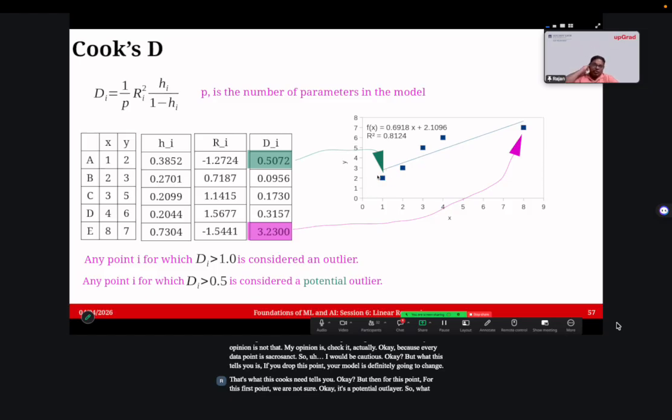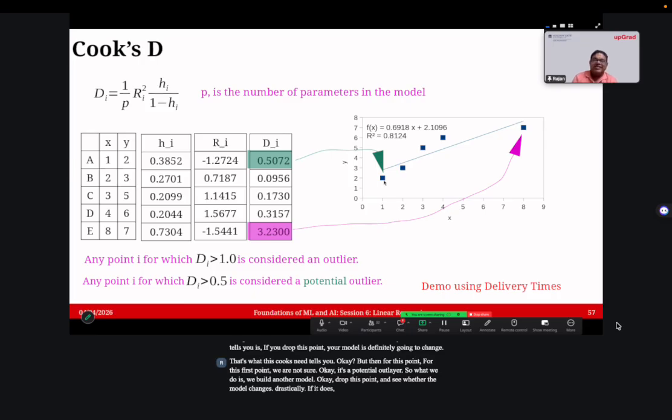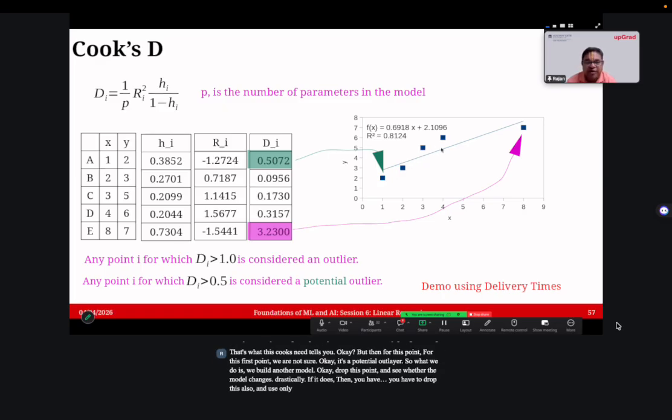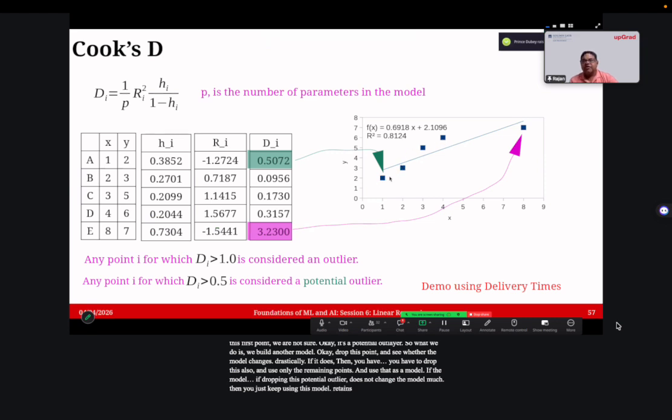So what we do is we build another model. Drop this point and see whether the model changes drastically. If it does, then you have to drop this also and use only the remaining points and use that as a model. If dropping this potential outlier does not change the model much, then you just keep using this model. Retain this point and use this model.